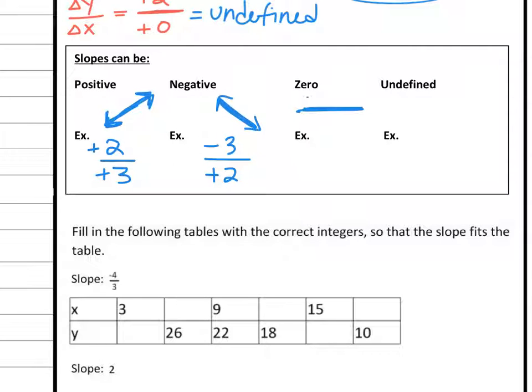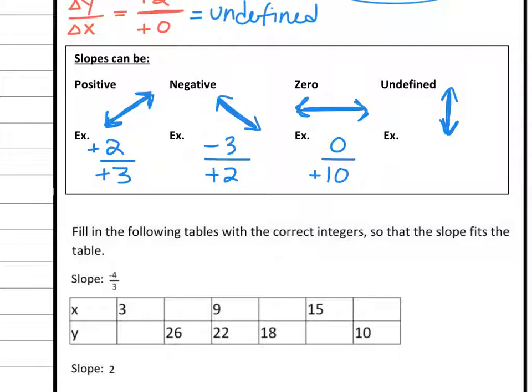A 0 slope would be if we have a flat line. We'll talk more about that tomorrow. And it's going to be something like 0 divided by 10. So if you have 0 on the top, you can take 0 divided by any number. You have 0 cookies, divide them evenly among 10 friends. Well, no one gets the cookies, right? It's 0. And then the last one is undefined, which would be a line that looks like this.